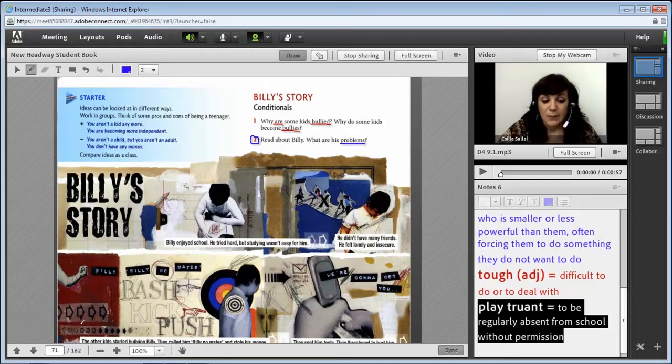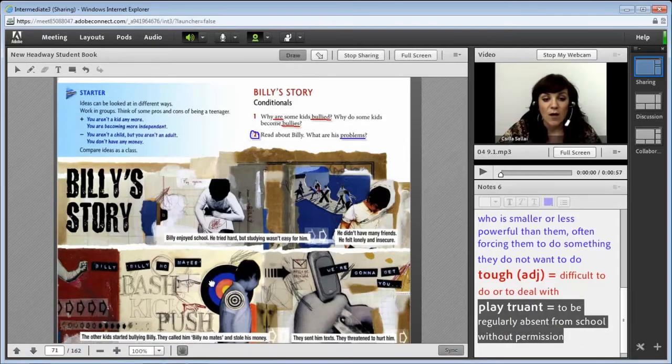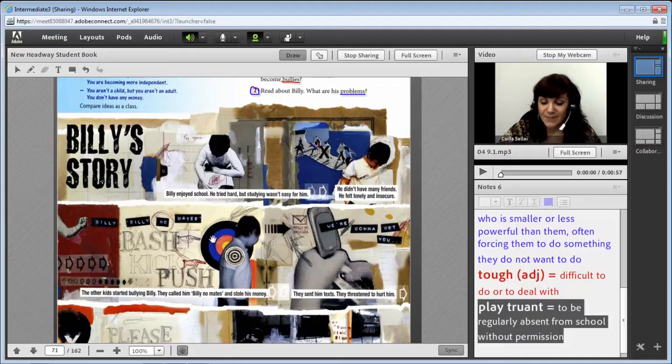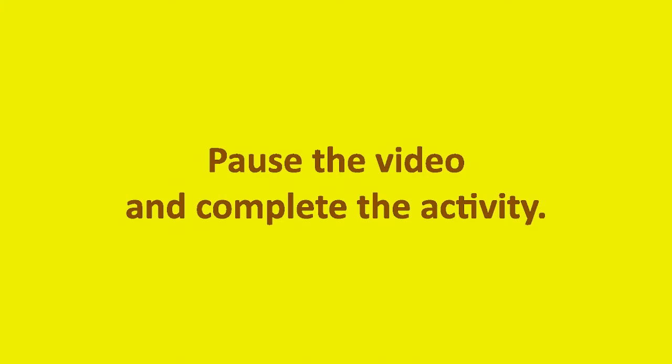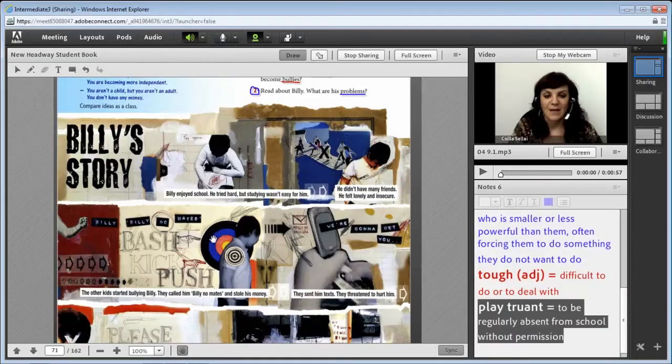Now please have a look at the pictures and read about Billy on your own first. Look at the pictures and read the sentences that you can find in each picture. Off you go. Now please turn to your partner and have a look at the pictures together now and discuss what you can see in each picture and answer this very simple question in exercise number 2. What are Billy's problems? Please work together with your partner. This is only a speaking activity. There's no need to write down anything. Off you go.